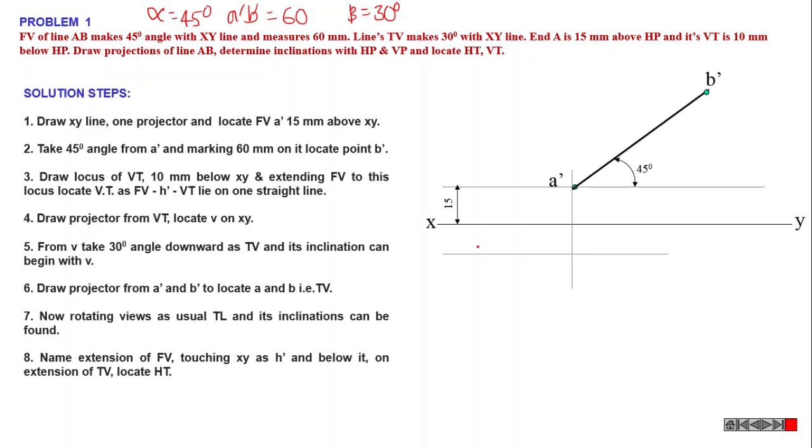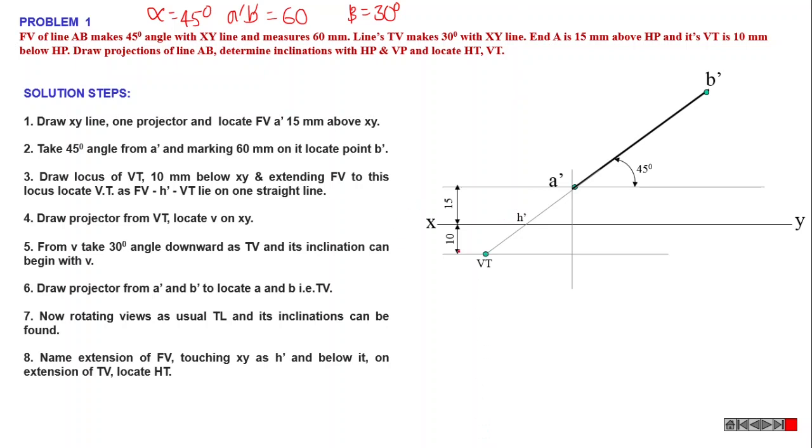Then we can draw the locus of VT. That's equal to 10 mm below XY line. We can draw the locus of VT, vertical trace. And after that, we can apply the condition that front view, H dash and VT must be collinear. Then we can extend this front view and locate H dash and VT.